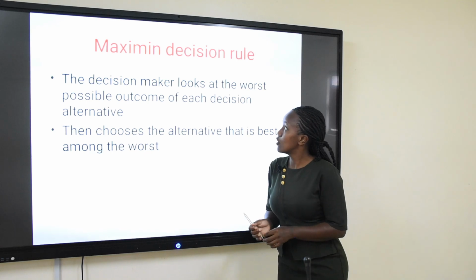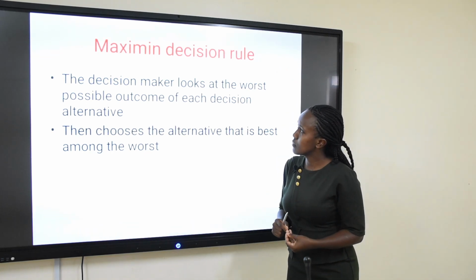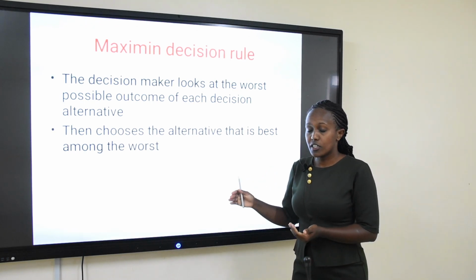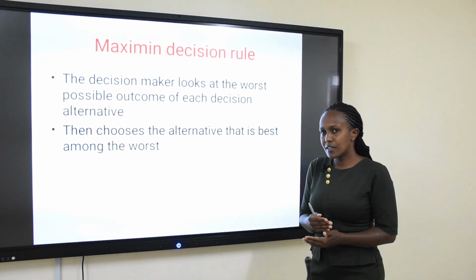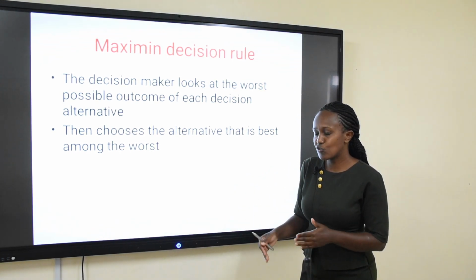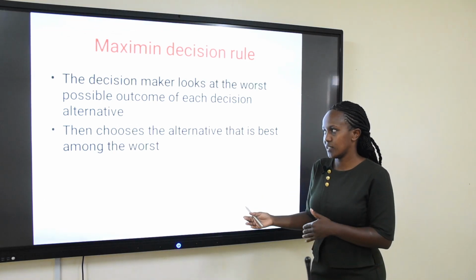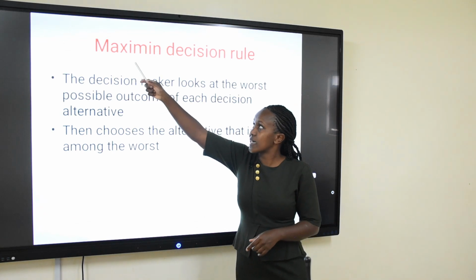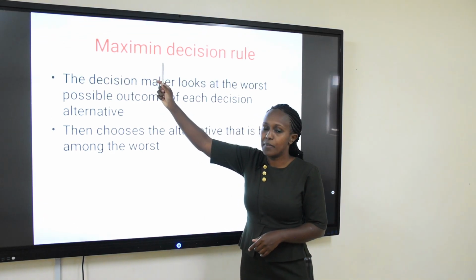Here the decision maker looks at the worst possible outcome, that is the minimum, for each alternative, but at least after looking at the worst, he chooses the best among the worst. I'll go over that again. So the criteria is maximize the minimum.